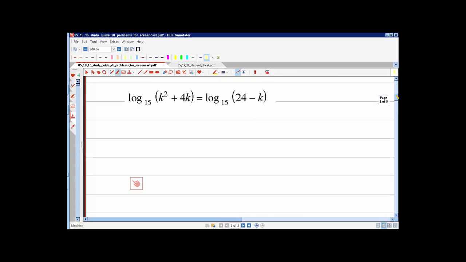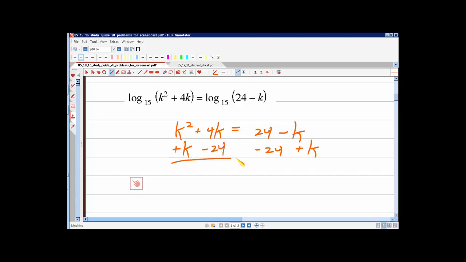Now here's another one, except this one you're going to get a quadratic equation once you equate the arguments of the logs. So I'm going to say k squared plus 4k equals 24 minus k. I'm going to try to solve that by factoring. To factor, you need to move everything to one side of the equation so that you have a 0 on the right. So I'm going to get k squared plus 5k minus 24 equals 0.